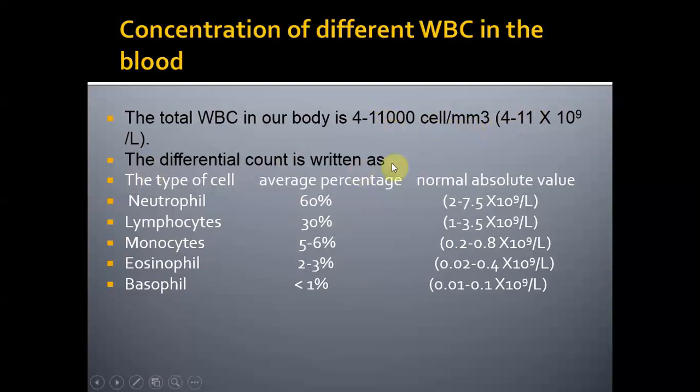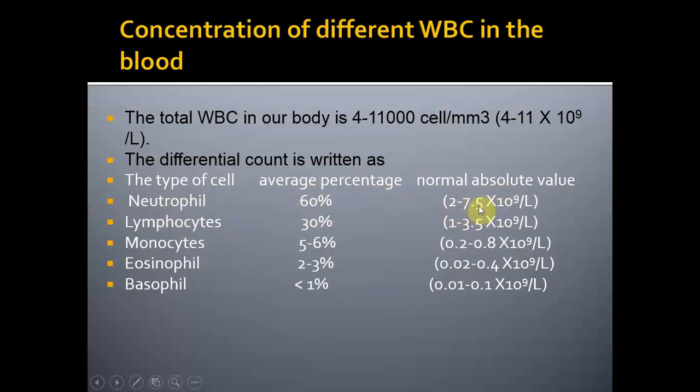The differential count is also written as a percentage, but what's more important than the percentage is the absolute normal value of the subset of the white blood cells. For example, neutrophils normally constitute on average about 60% of the white blood cells in the blood, with an absolute number ranging between 2,000 to 7,500.